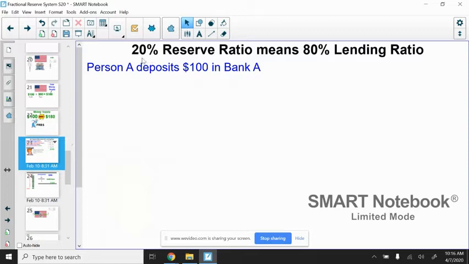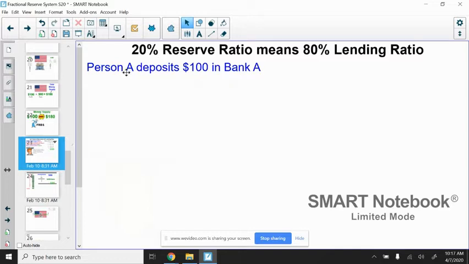If hypothetically we say there's a 20% reserve ratio, that means for every dollar that's deposited, the bank must keep 20 cents. The remaining amount, they can do whatever they would like with. Now, if the remaining amount represents 80%, and we say hypothetically that all of it will be used to lend, to give out a loan, that means there's an 80% lending ratio. 20% they must keep, 80% they can loan out, and 80% plus 20%, of course, equals all the money.